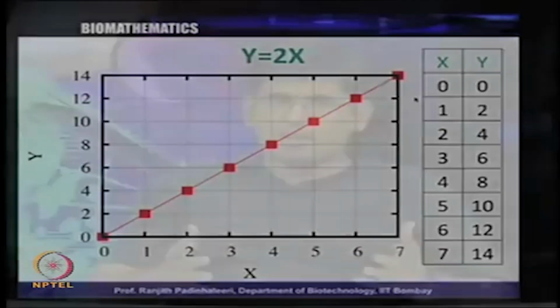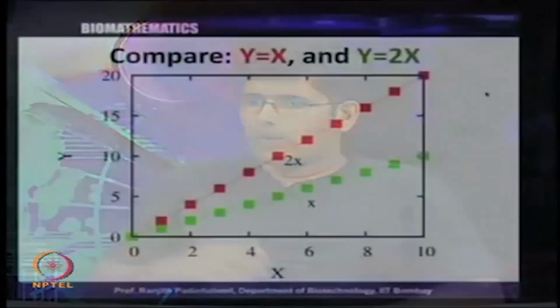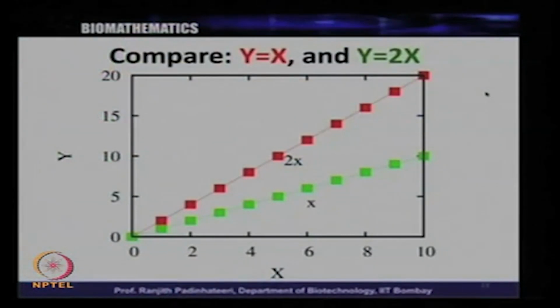So, y equal to x is a straight line, and y equal to 2x is also a straight line, as you can see here. In the coming classes, we will try to understand what exactly is the difference between y equal to x and y equal to 2x, because this is important. But as of now, let us compare these two curves. Let us look at the next slide.